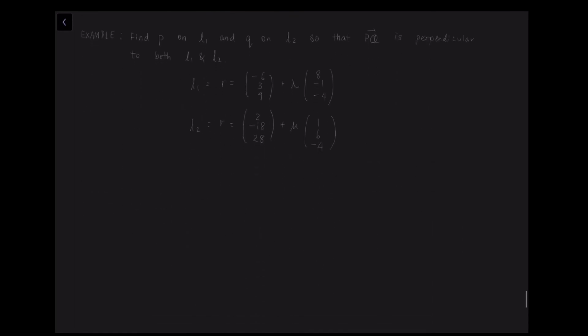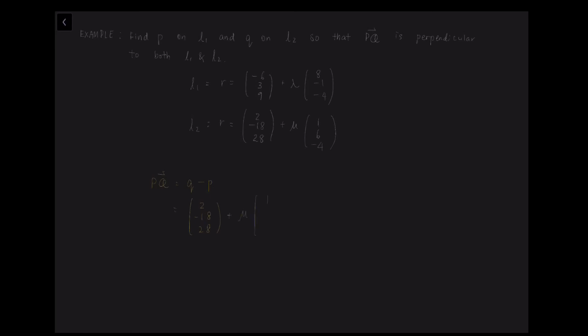So let us look at an example of how to find the shortest distance between two skew lines L1 and L2 without using the formula. This is the longer method because we are not using the formula that we derived just now. So we know that PQ is Q minus P. We take an arbitrary point on each line such that the connecting vector will be perpendicular to both lines.